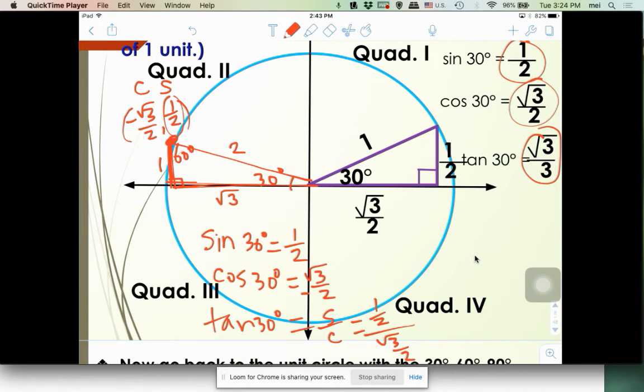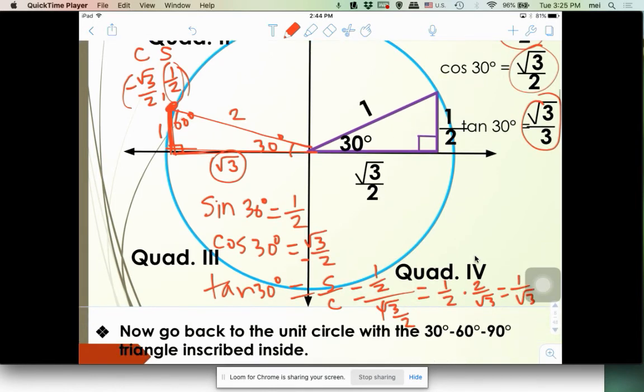So when you get the answer, it should be a negative tangent. Or you can use the same ratio, which is opposite over adjacent for the tangent. You're going to get the same answer. Dividing by the fraction is multiplying the reciprocal, so you end up with 1 over radical 3, and that will turn into radical 3 over 3.